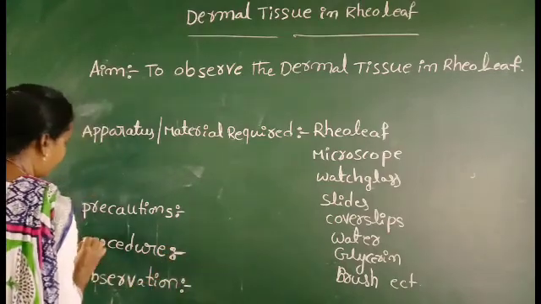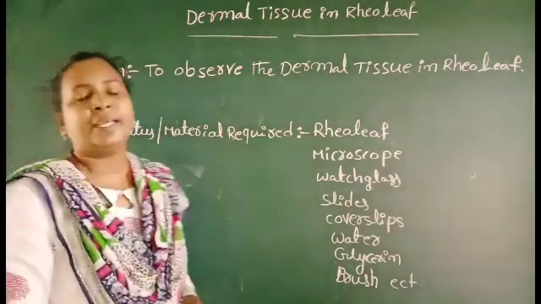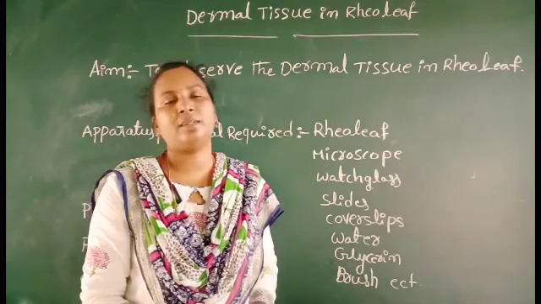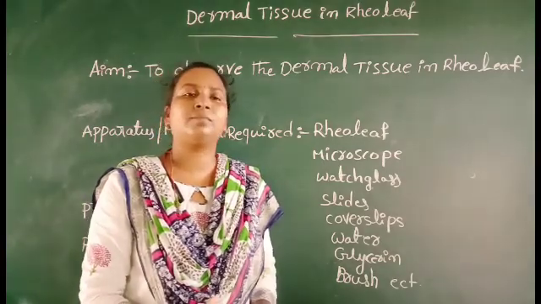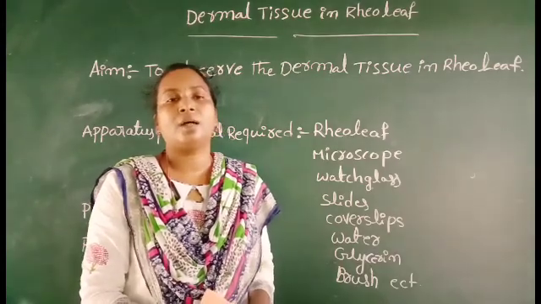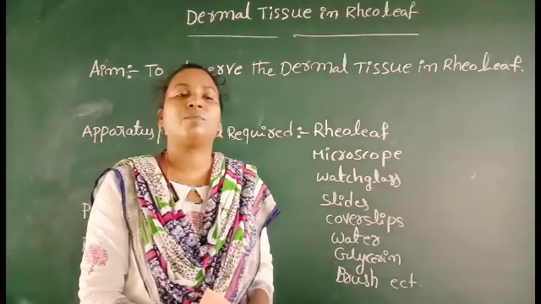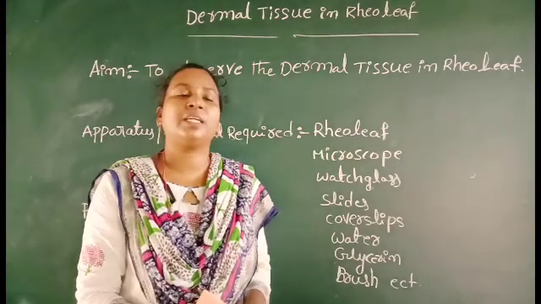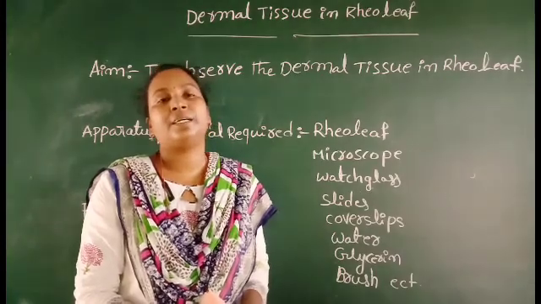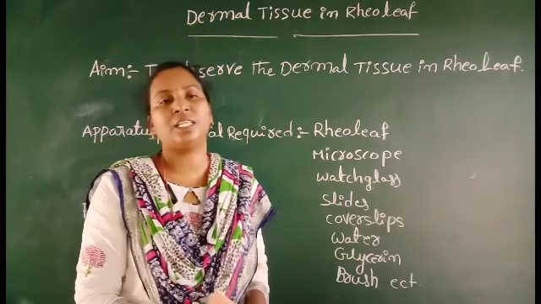Now, procedure. Take a fresh leaf of Rheo or Beetle plant. Why are we taking a Rheo or Beetle leaf? Because the stomatal structure is visible very neatly and perfectly in the leaves of Rheo or Beetle plant. So we are using these two plants.